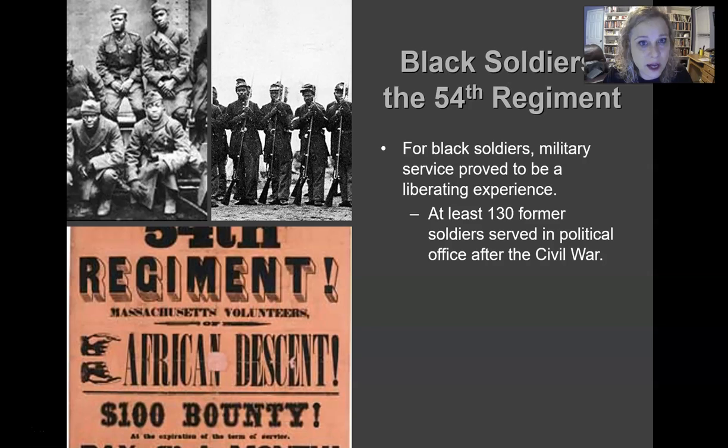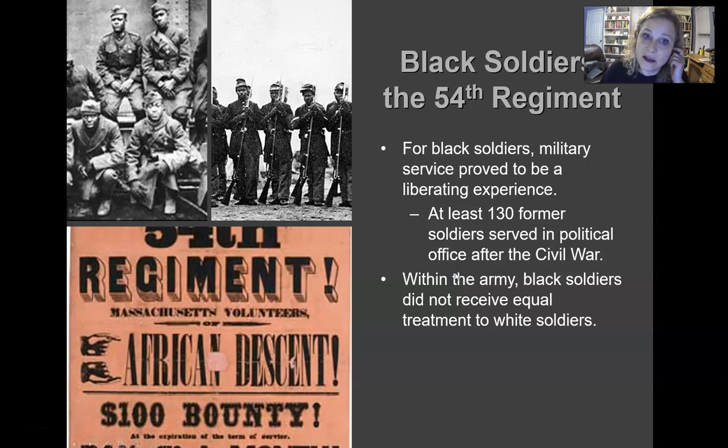130 former soldiers actually become part of the Reconstruction government. So they become members locally, statewide, and even nationwide political representatives in the country post-war. We also need to understand that even though there was emancipation, there was not equality, and that's going to take a long time. We're going to talk about Reconstruction in our next presentation, and the end of it is what signifies a decline in Black rights too.